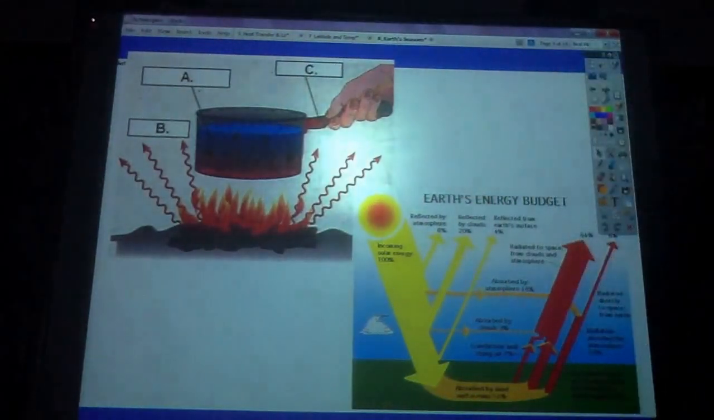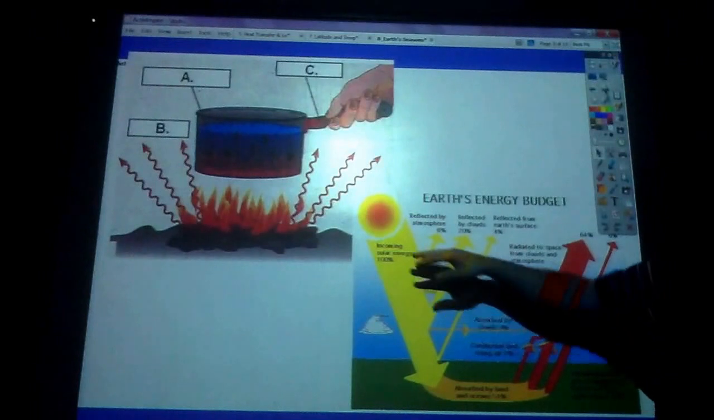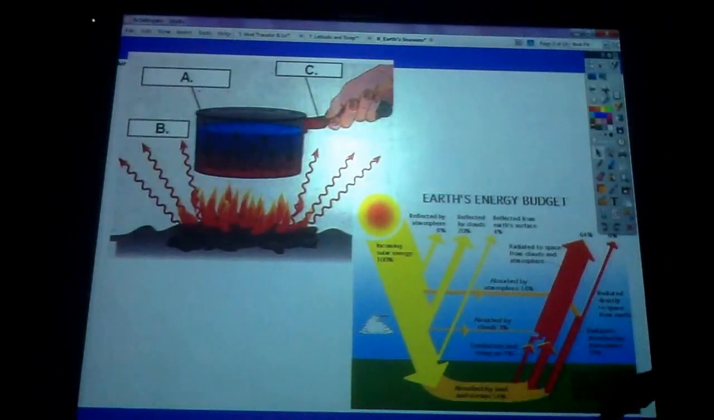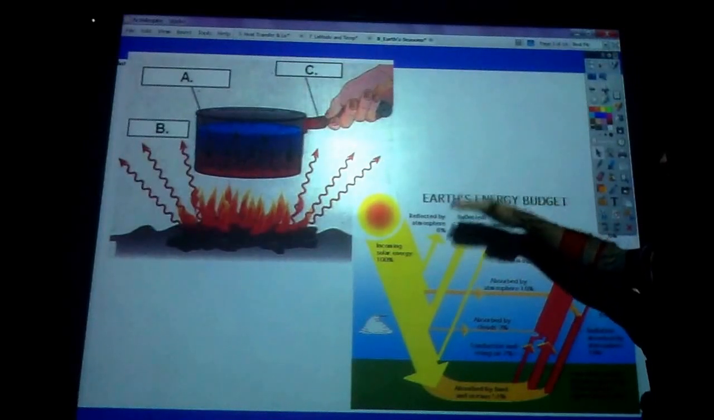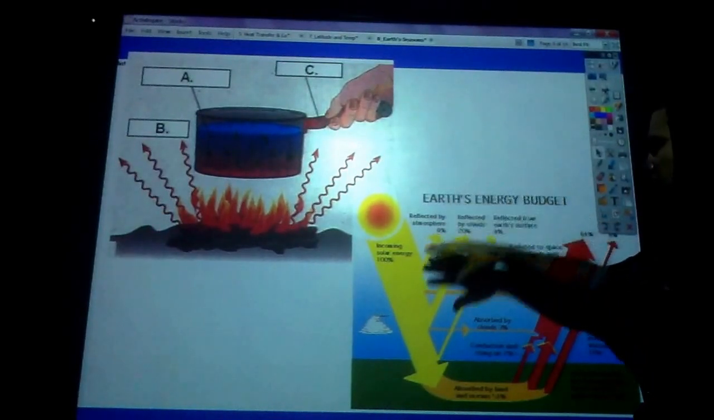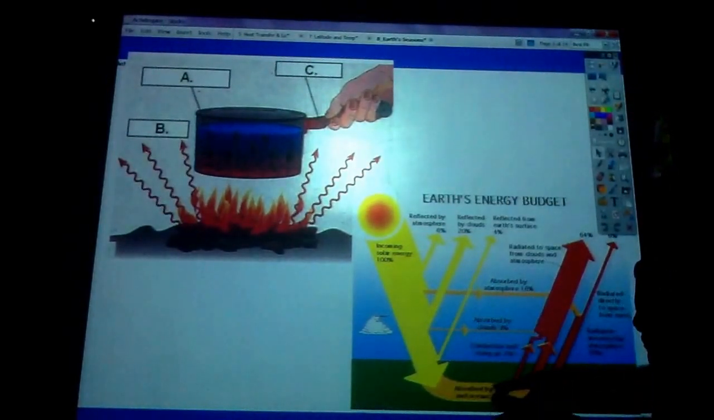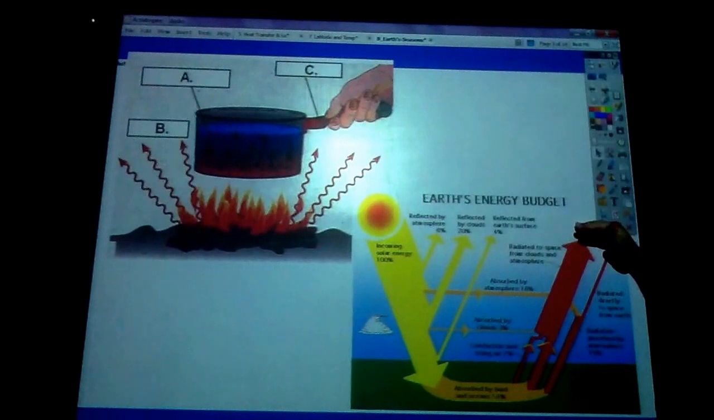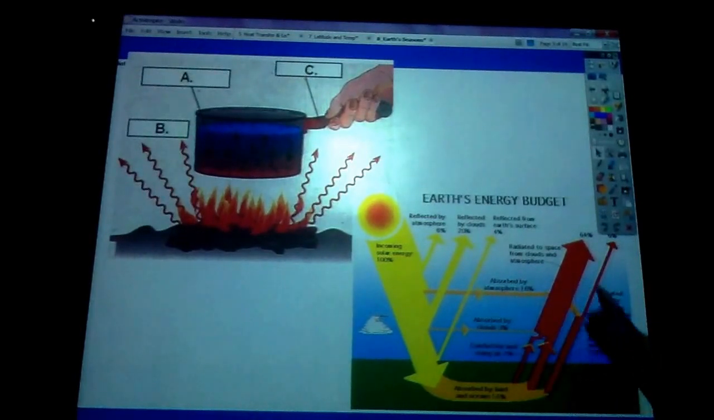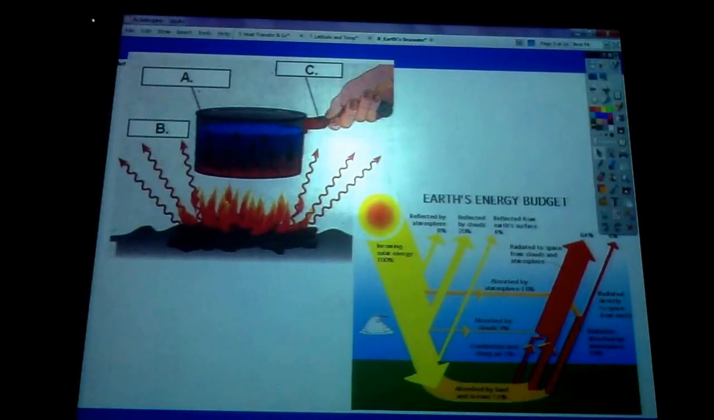And then we also need to remember the Earth's energy budget, where energy is traveling from the sun through radiation. Some of that reflects back into space. Some of it gets absorbed by clouds. And then once it gets absorbed by the clouds and the land, it can either radiate back out to space or, through convection, be carried to other parts of the atmosphere.